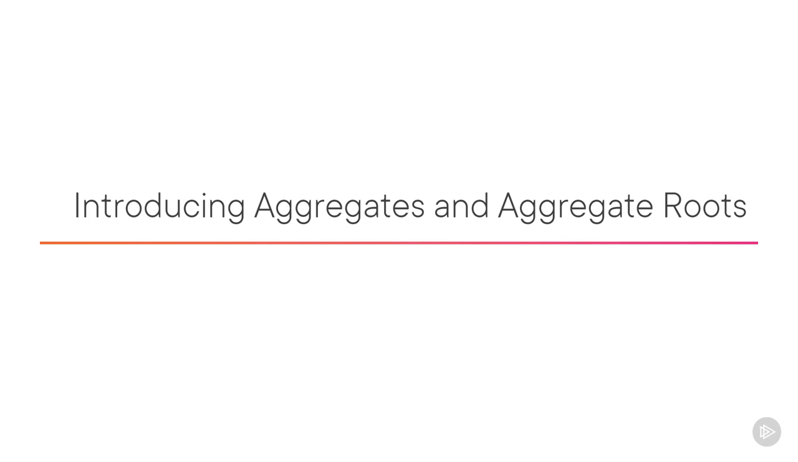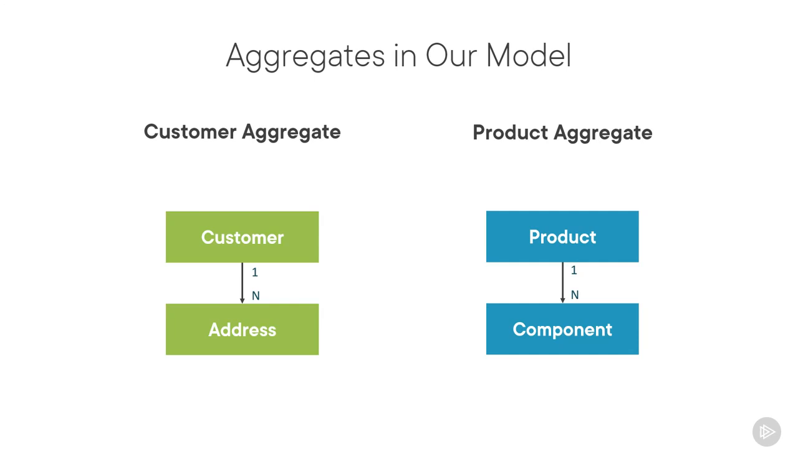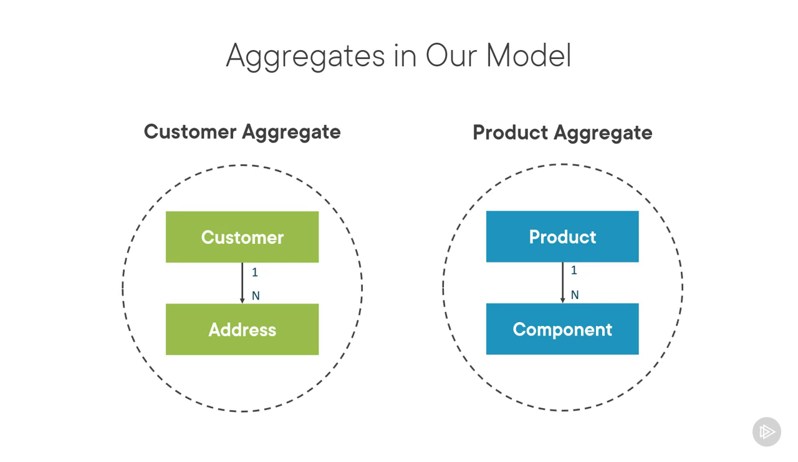Aggregates consist of one or more entities and value objects that change together. We need to treat them as a unit for data changes, and we need to consider the entire aggregate's consistency before we apply changes. In the examples shown here, the address is part of the customer, and the component is quite literally a part of the product. We can treat a set of changes to a customer and their address as a single transaction. Every aggregate must have an aggregate root, which is the parent object of all members of the aggregate.